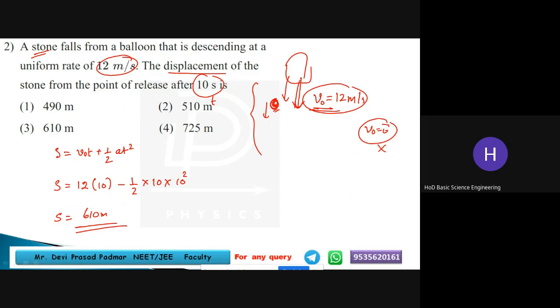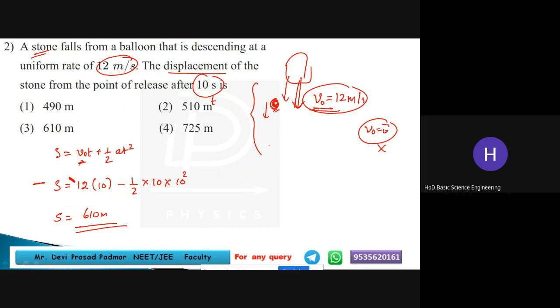In this particular case, the displacement is also in the downward direction. So if you put the direction for this, you can consider this one as negative, and this velocity is also moving in the downward direction, so you can consider that one also negative. Else you will get some other answer.